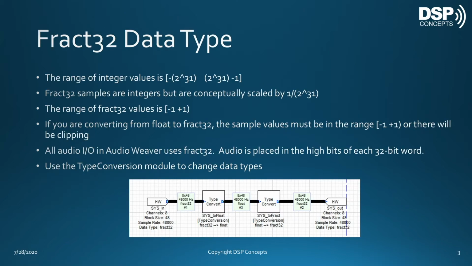So let's learn a little bit more about FRAC32 data. The range of integers goes from -2 to the 31 up to almost 2 to the plus 31. FRAC32 samples are integers, but we conceptually scale them by 1 over 2 to the 31. So that means that the range of FRAC32 values goes from -1 to almost +1. Anything outside this range is going to clip. So if you're converting from float to FRAC32, you have to make sure that the sample values are in the allowable range or they're going to clip.